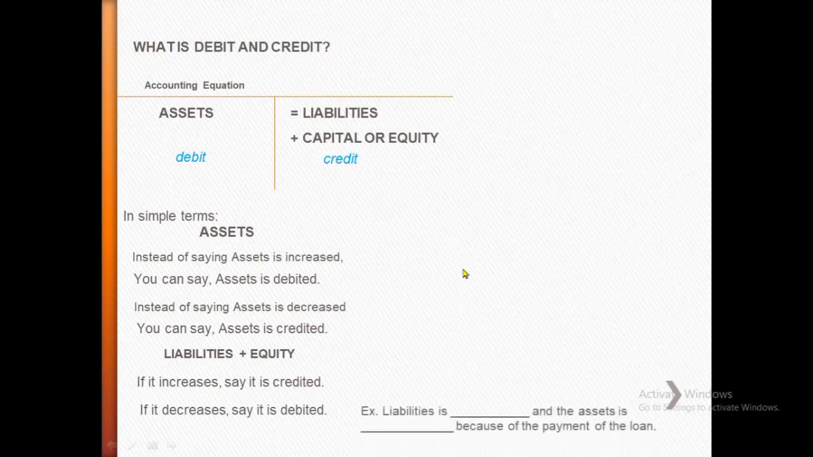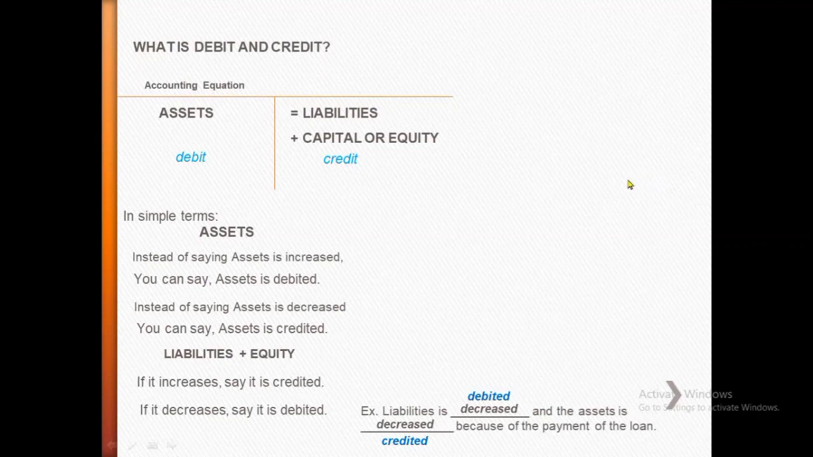So in the statement, liabilities is blank and the assets is blank because of the payment of the loan. When we incorporate what we have learned in the past video, we can say that the liabilities is decreased and the assets is decreased because of the payment of the loan. But if we are going to incorporate what we have learned so far in this video lecture, we can say that the liabilities is debited and the assets is credited because of the payment of the loan. So I hope you got it.